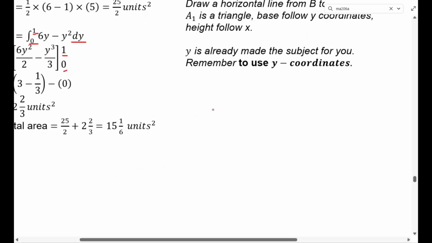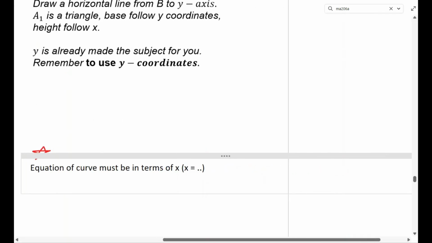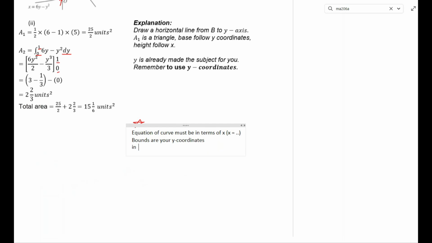In summary, when you're doing questions that require you to find the area between the curve and the y-axis, there are things to look out for. Firstly, your equation of the curve must be in terms of x. So x equals whatever. Secondly, when forming your definite integral, your bounds are your y coordinates. Lastly, instead of writing dx, like how y'all may be used to, it is dy.